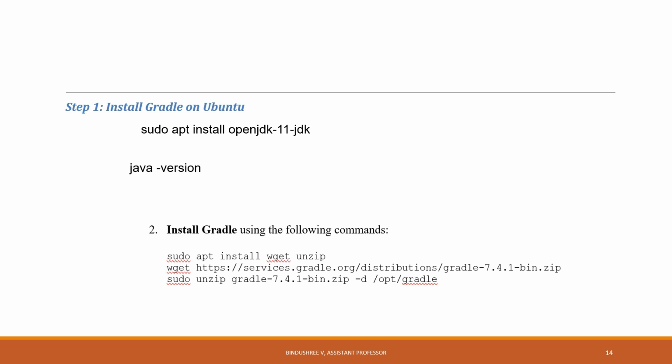Installation has already been explained in program 1, so there is no necessity of executing all those things. I'll just revise how to install Gradle. This step, sudo apt install wget unzip, means we are going to install a tool called wget, which will directly download something from the internet. Whatever you mention here will be directly downloaded from the internet. I also want to install a package called unzip. Whenever you have a zip file, unzip will unzip it.